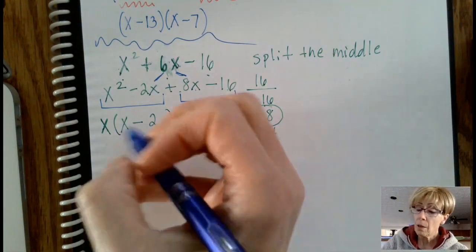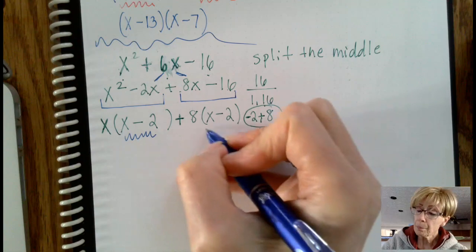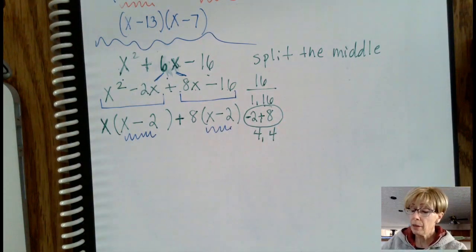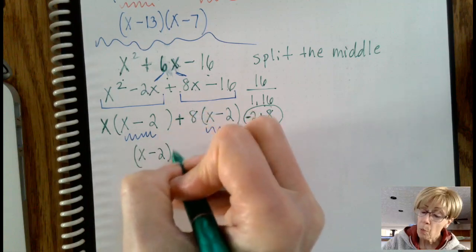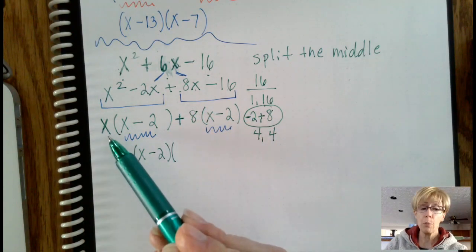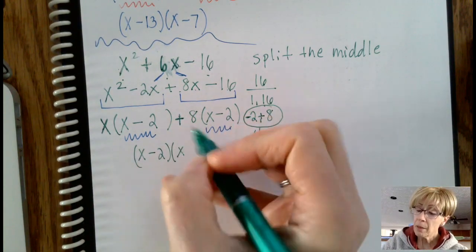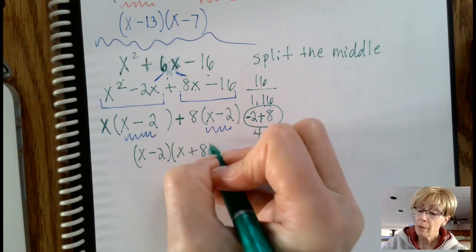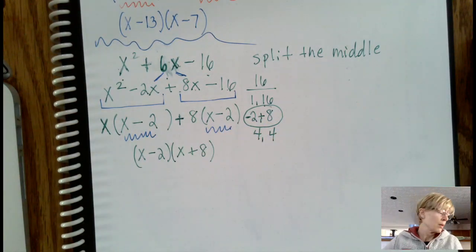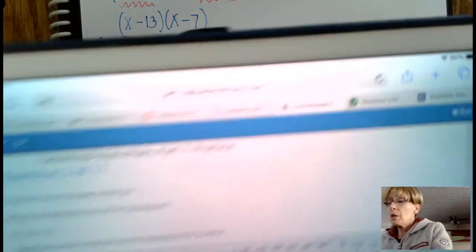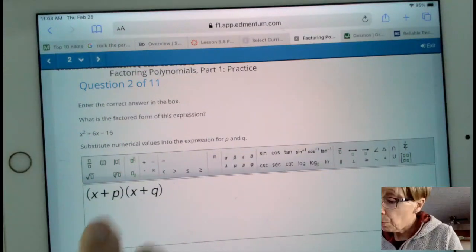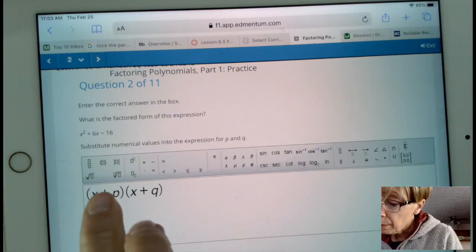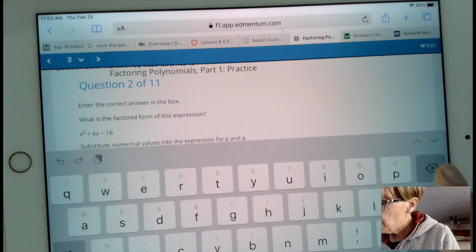And what we see from each group is that we get x minus 2, which is in each group. And then what we have left over. In the first group, we have an x. In the second group, we have an 8. So when we come over here to Edmentum, to fill that in, I'm going to do, let's see, minus 2.